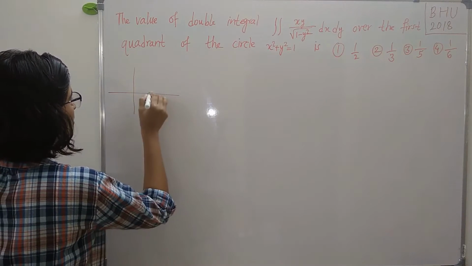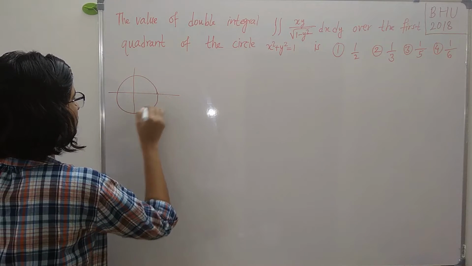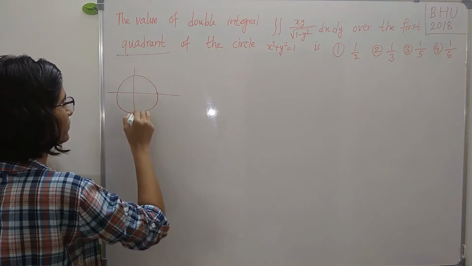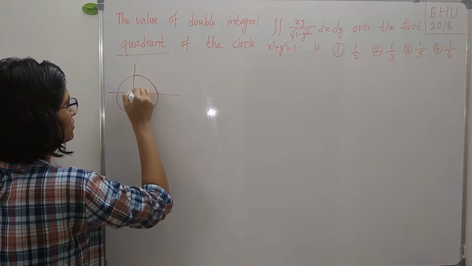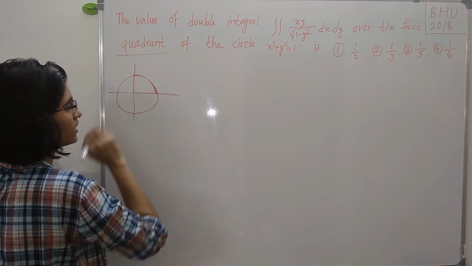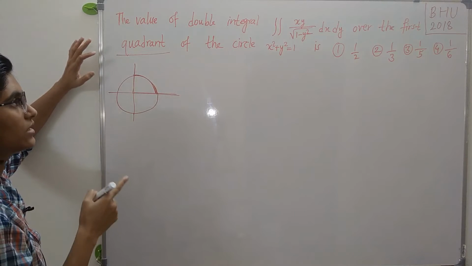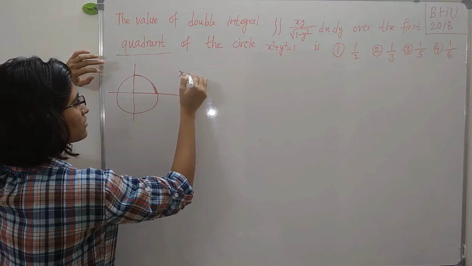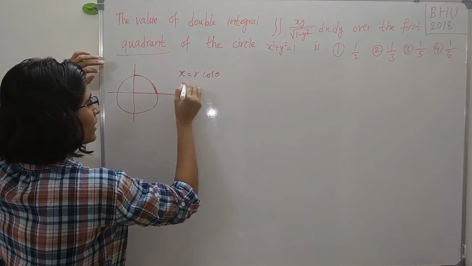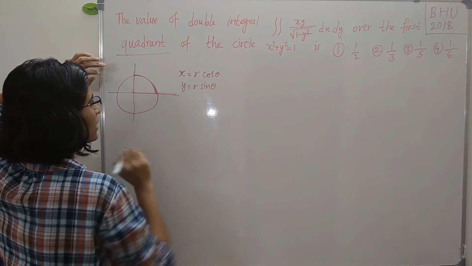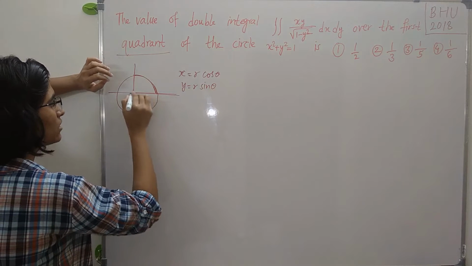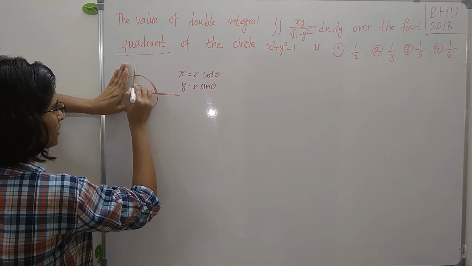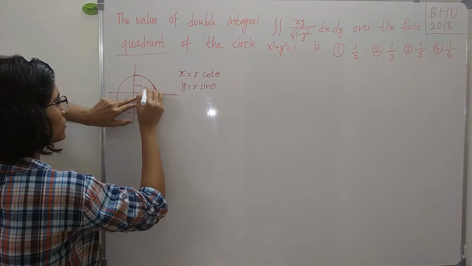So this is our unit circle and we have to find out the integral over the first quadrant of this. So in the first quadrant, this is the given region, right? And we will convert this integral into polar coordinates. So in this quadrant, x is equal to r cos theta, y is equal to r sin theta, and now look at this. Theta is the angle between the x axis and the y axis here. So this is the angle. So theta is varying from 0 to pi by 2.